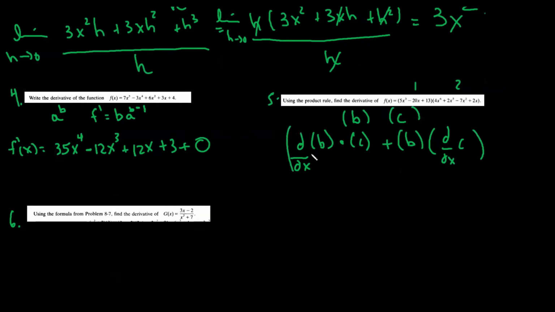So once again, this is what you're going to memorize forever. Derivative of the first times the second plus the first times the derivative of the second. So in this problem we see that we have two terms being multiplied by each other.